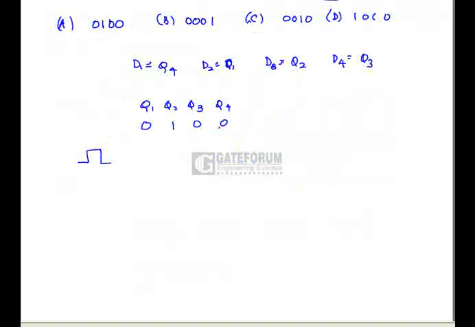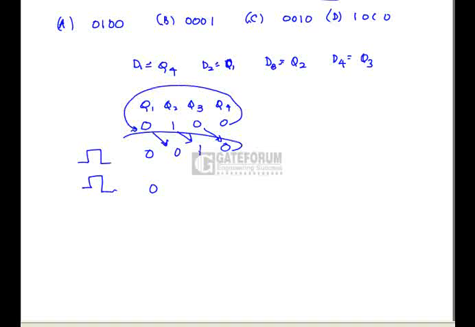After giving the 1 clock pulse, Q4 is shifted to D1, so this is 0, and Q1 is passed to D2, that is, Q2 is shifted to 0, here shifted to 1, here shifted to 0. Next clock pulse, this 0 here, this 0 here, this 0 here, this 1 here. So after 2 clock pulses, the output is 0001. Here option B is correct.